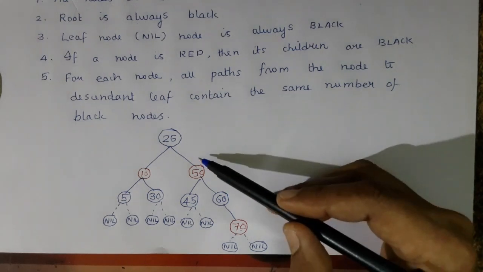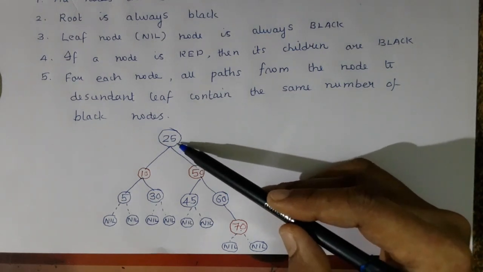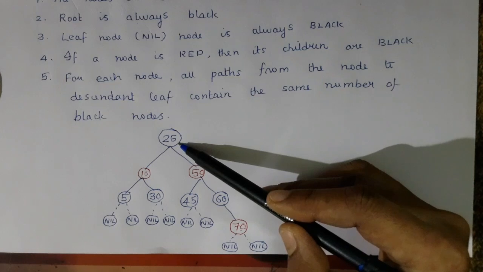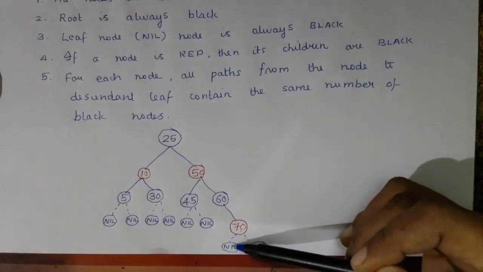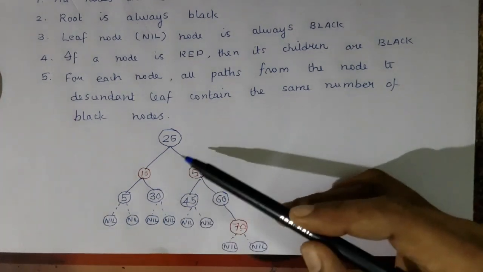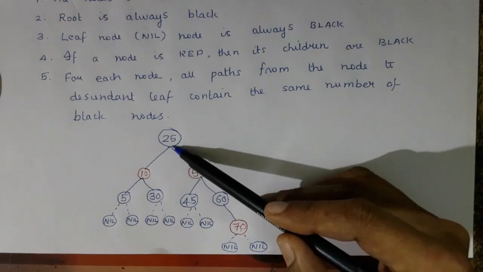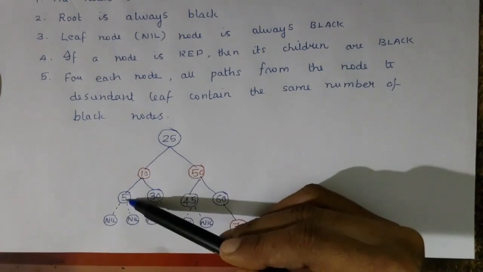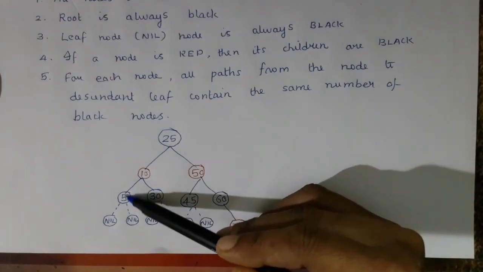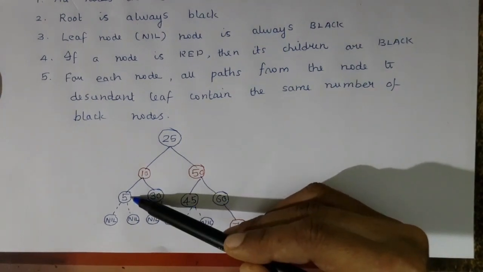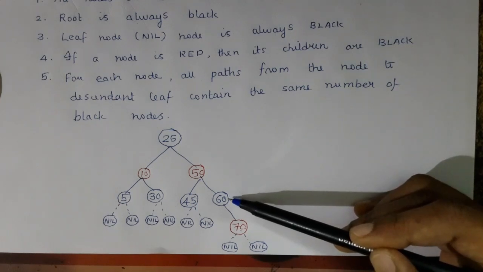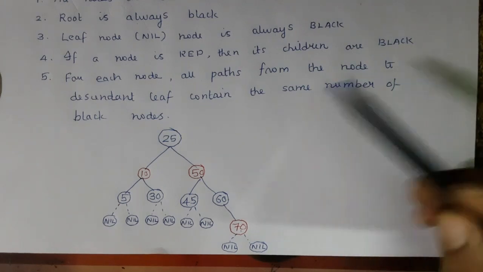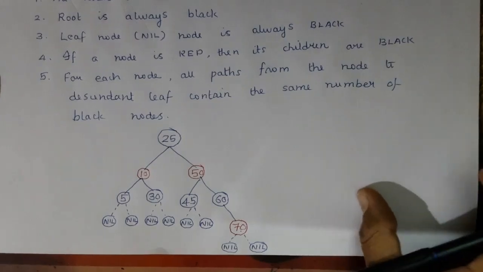You consider any node, it has the same property. That means consider the root node. Root node is 25. From 25, we have number of paths from 25 to leaf node. So in all the paths, it contains same number of black nodes. That means 25 to this leaf node contain only one black node. Then 25 to second nil node also one black node. Like that, for the last path also it contains only one black node. That is the last property of the red-black tree.